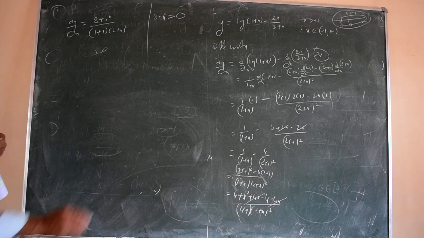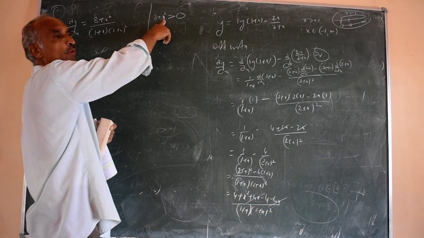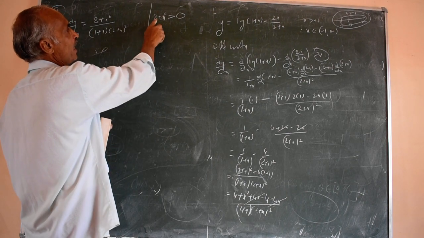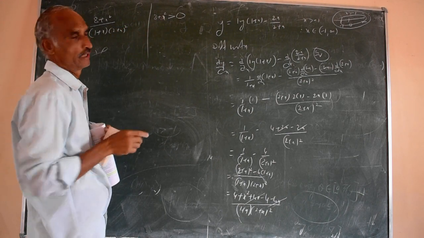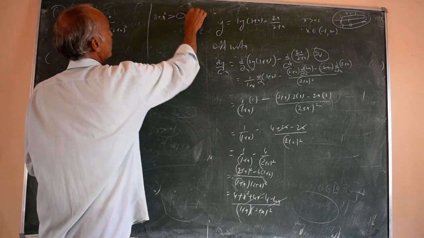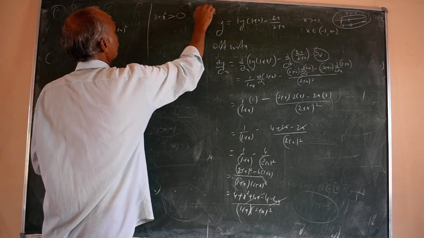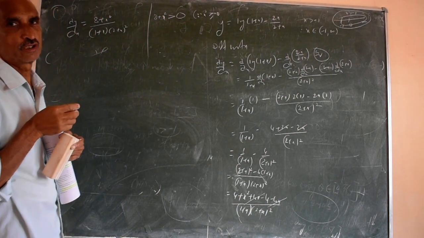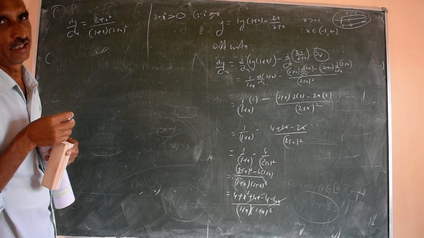Why greater than 0? Because x square of a number is equals to 0 or positive. Therefore, 8 plus 0, 8 greater than 0. 8 plus some positive number greater than 0. Because x square is greater than or equals to 0. Even though it is 0, 8 plus 0 is another 8, greater than 0.